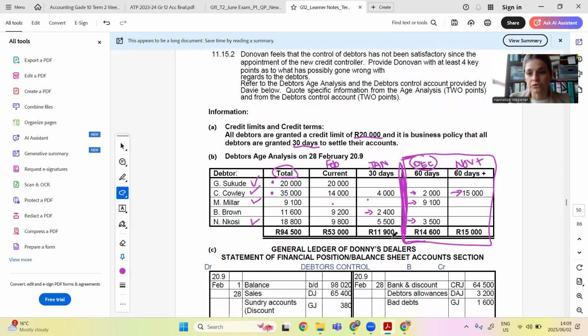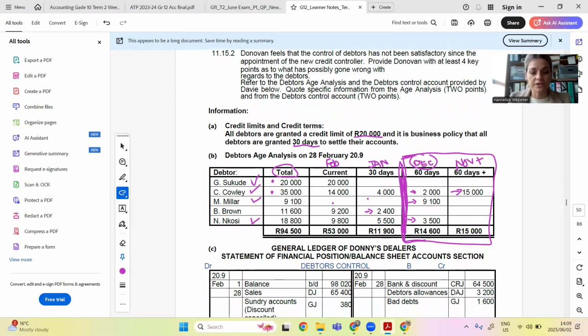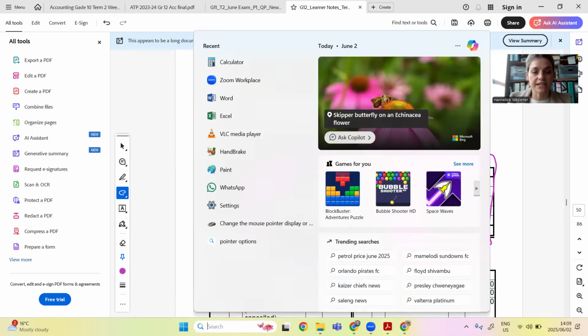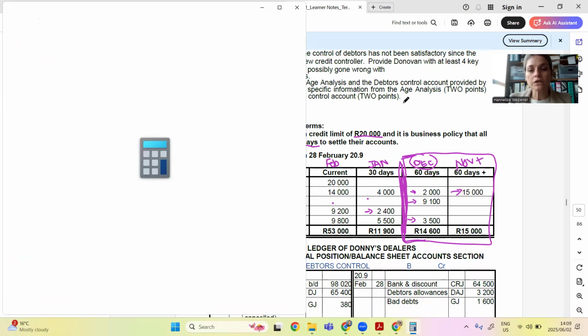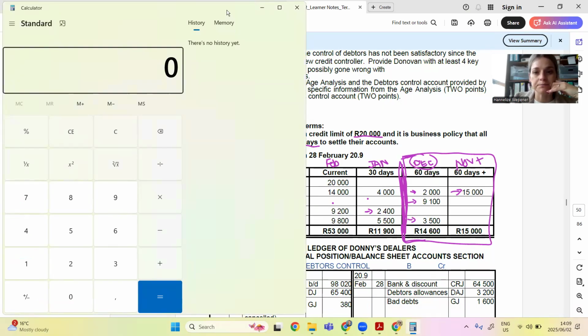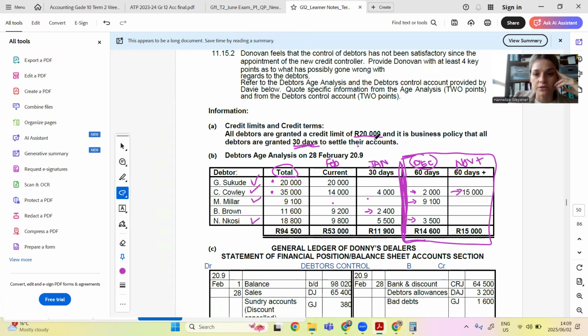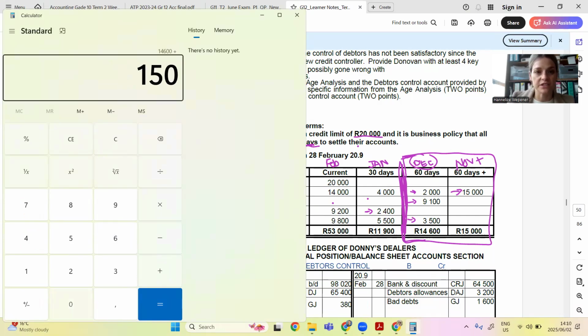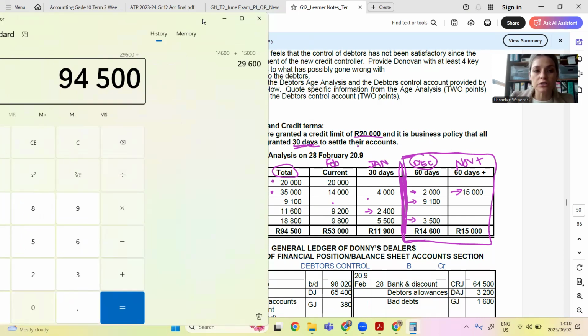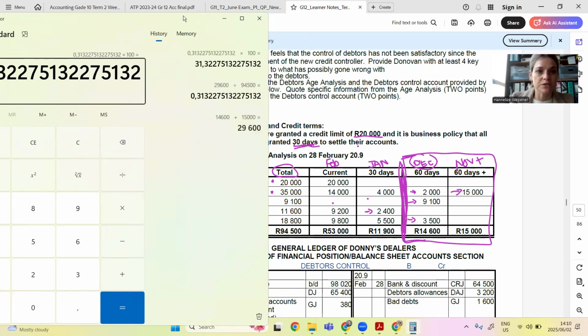The last bit that I want to do is, if we then ask you to calculate the percentage of debtors that are outstanding. So if I now ask you, please calculate the percentage of debtors whom are overdue. That means I'm only looking at the people who have been owing me for longer than the said credit terms. So in other words, for longer than 30 days. And that is the 14,600 plus 15,000. So that is the amount. But if I ask you for the percentage, you have to take those two amounts and you divide that by the total outstanding debtors times 100.